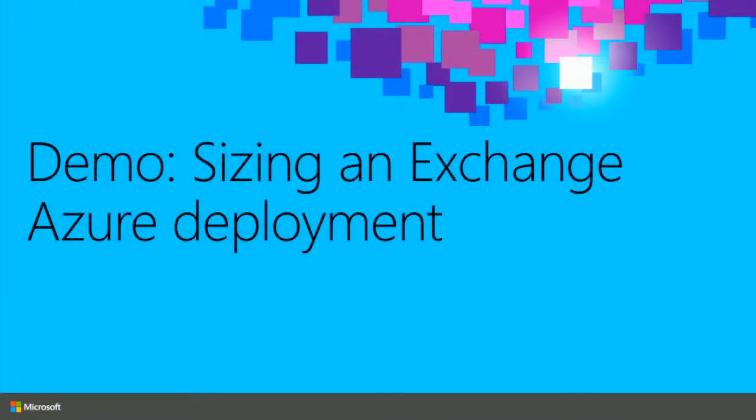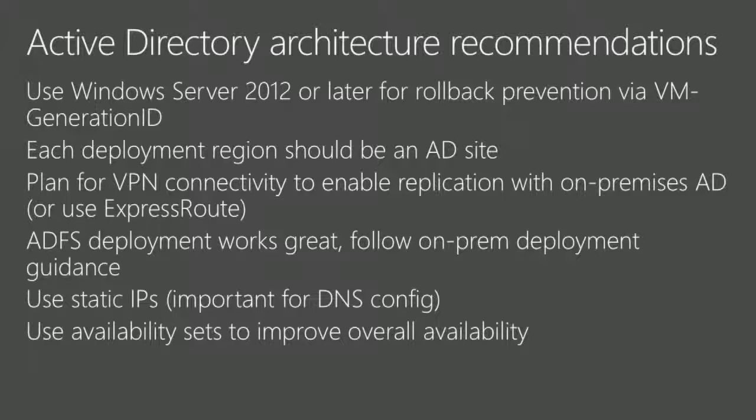All right. So Active Directory recommendations. We absolutely recommend using Windows Server 2012 or later. This is actually a generic recommendation for virtualizing domain controllers. There was a feature added essentially for AD in Server 2012 that prevents rollback. And this is extremely important for any of you who have gone through the process of virtualizing your domain controllers. You know how dangerous rollback can be. So this is a good way to avoid that as a potential problem.